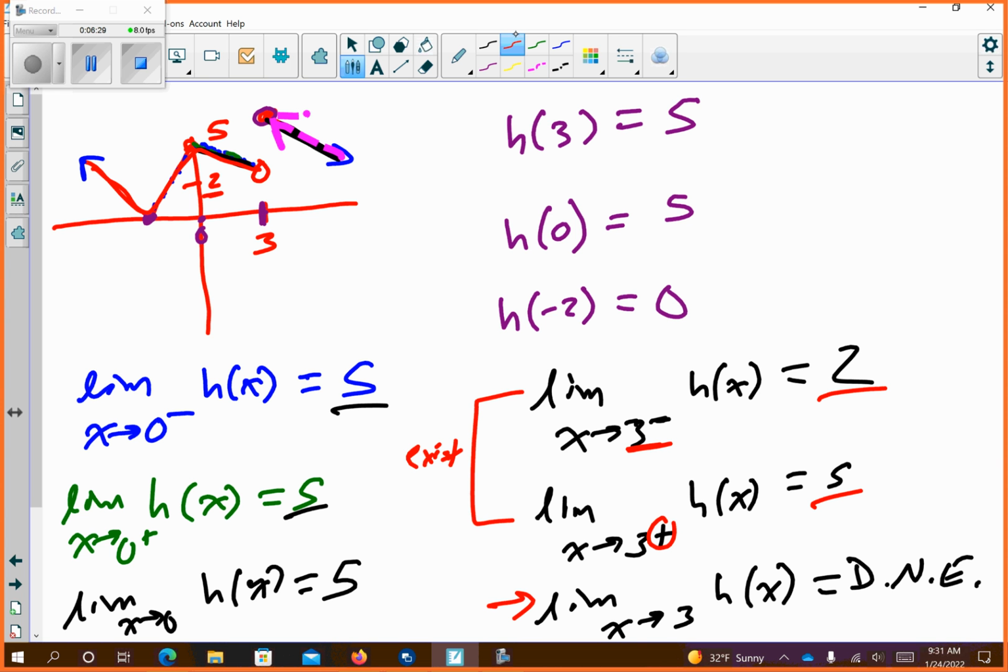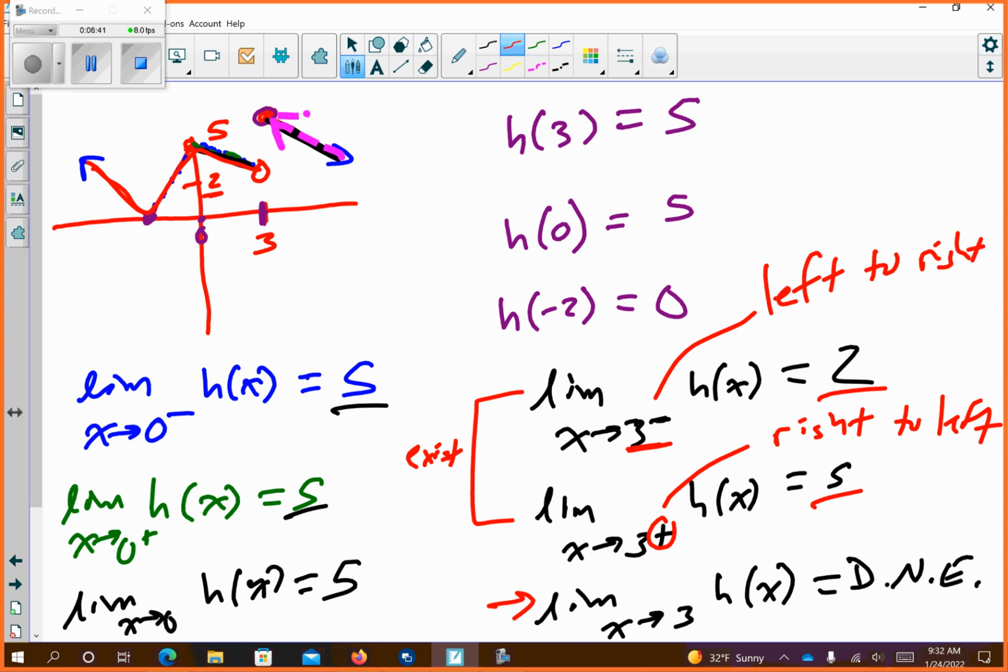I guess we could say this means I'm coming from the left. I'm going left to right. This one means I'm going right to left. And this one means I'm coming from both sides. So that's why if it goes to two different numbers, from the left to the right, it would not exist from both sides. Okay?